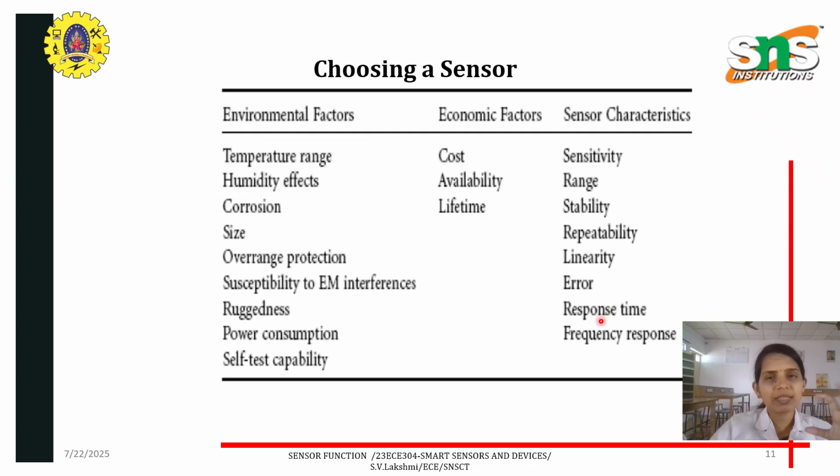When choosing a sensor, there are three factors to be considered: environmental factors, economic factors, and the sensor characteristics. Various environmental factors like temperature, range, humidity, size, power, etc. contribute to the environmental factors. Economic factors like lifetime, cost, and availability should also be taken into consideration while choosing a sensor for the particular operation. And also the characteristics like sensitivity, range, stability, error, frequency response, etc.